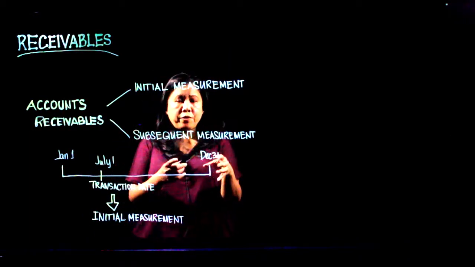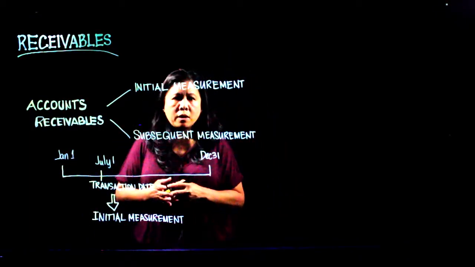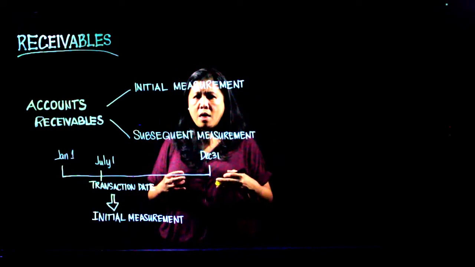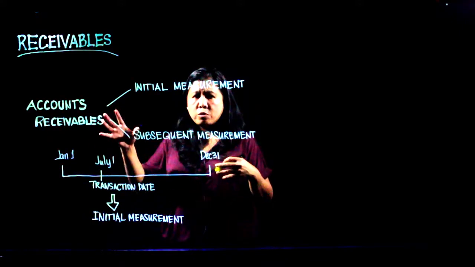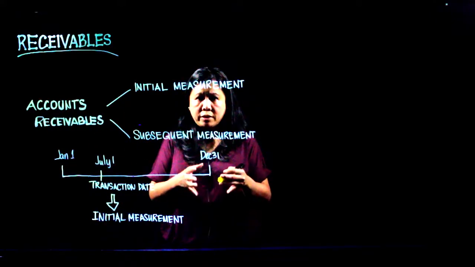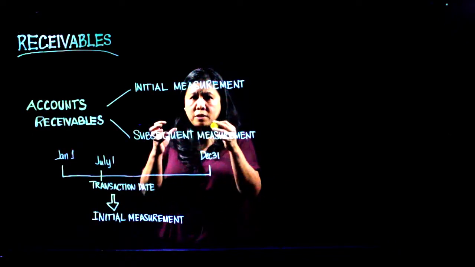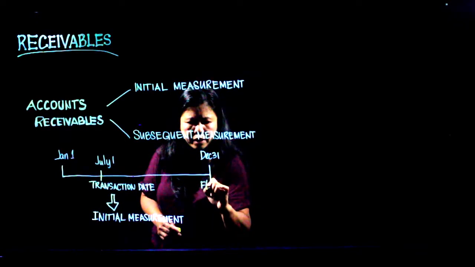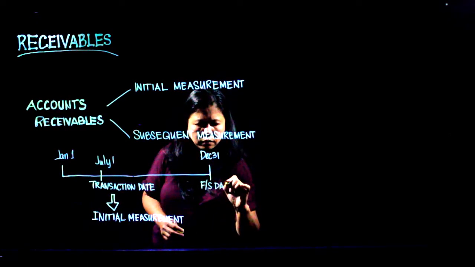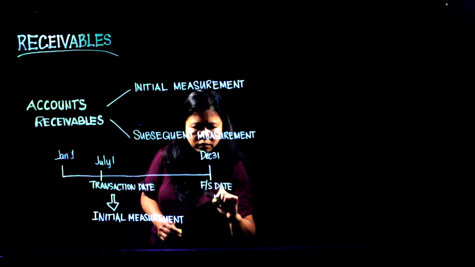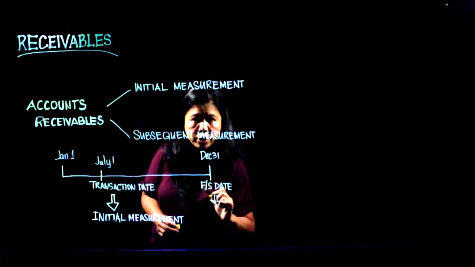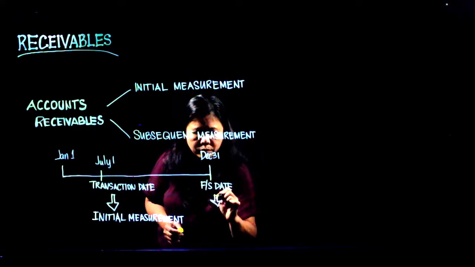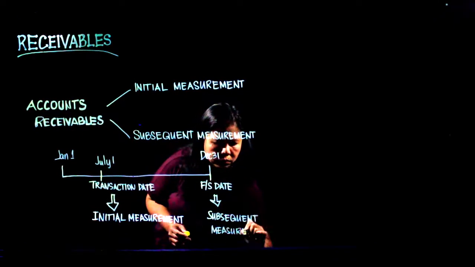And on December 31st, where the company's accountant prepares the financial statements of the company, they will measure the accounts receivable again on the financial statement date, and that's what you call the subsequent measurement. This is your financial statement date, and this is where you subsequently measure the accounts receivable.